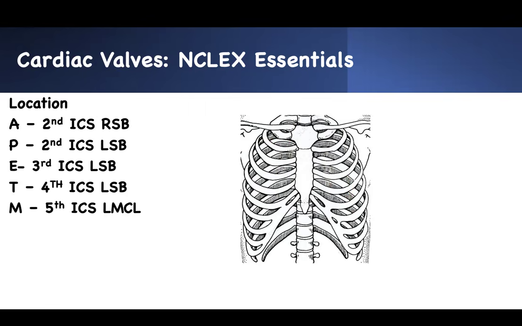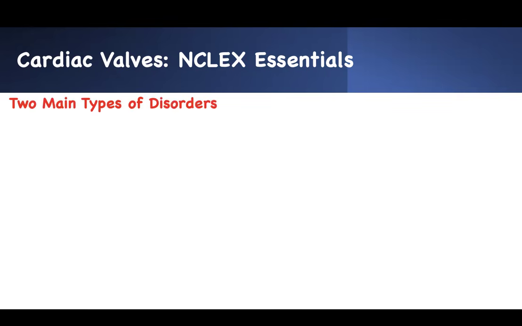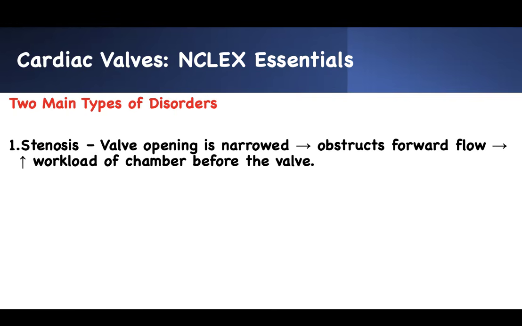This is the normal valve, where to find them. Now, if I know the normal valve, I have to know what happened to them. There are 2 main disorders with the valve, right? There are 2 things that can happen to the valve. Either they're stenotic, that means they don't allow blood to flow. So the valve opening is narrow, almost closed, obstructing forward blood flow.